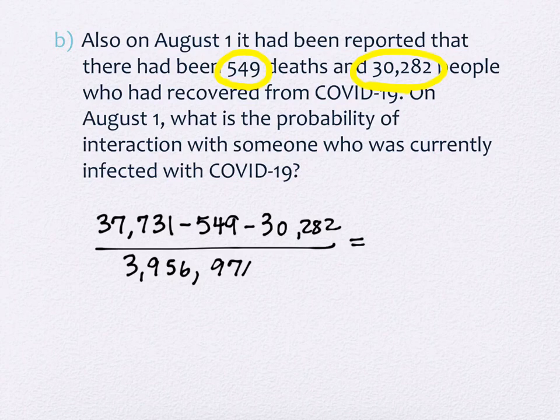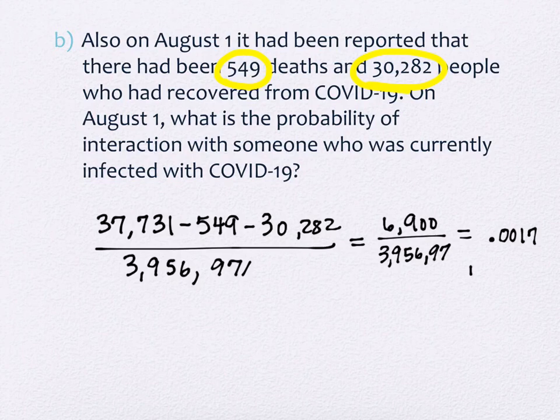So if we do all of our subtraction on top, what do you get? 6,900. Yep, 6,900. Out of the 3,956,971. Okay, so again, we'll use our 4 decimals of accuracy. Go ahead and take your calculator and divide it out. If you use 4 decimals of accuracy, what decimal will you get? Did you get it? 0.0017. Okay, good. And again, that 7 is in the 10,000s place.